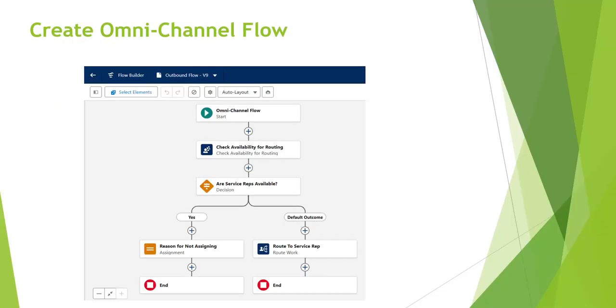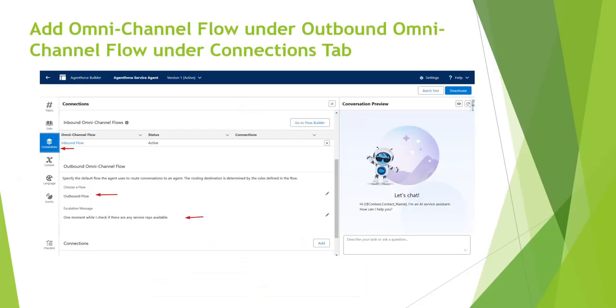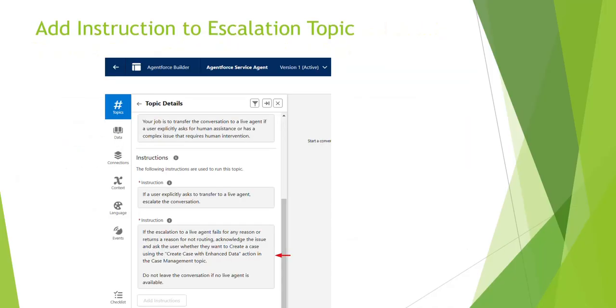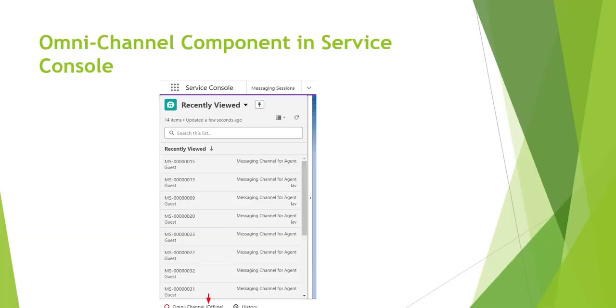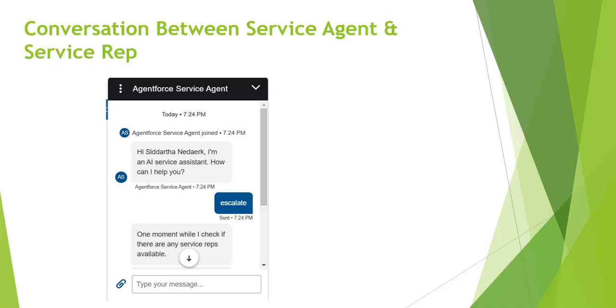To do that, this is the outbound flow which is used for the escalation process. Now we will do the modifications in this flow. Next, we have to add that outbound flow under the Connections tab in the Agentforce Service Agent builder. Next, we have to add the escalation message. Next, we have to add one instruction under the escalation topic. Next, we have to keep the Omni-Channel offline.